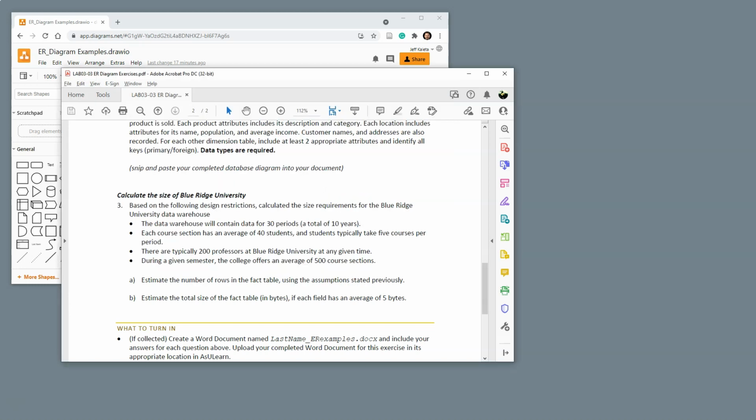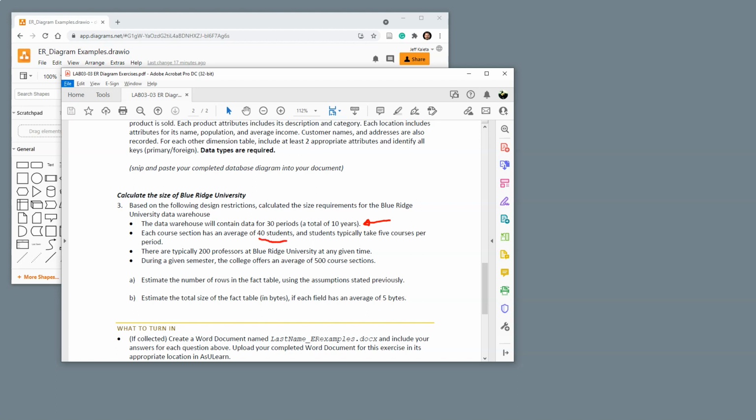Now, in our assignment, we have some information. We know that Blue Ridge University wants to be able to record data for up to 10 years. Keep in mind, this is a data warehouse. It doesn't mean they get rid of the old data, except that this is how much they want to put into the data warehouse. They also have some business rules.